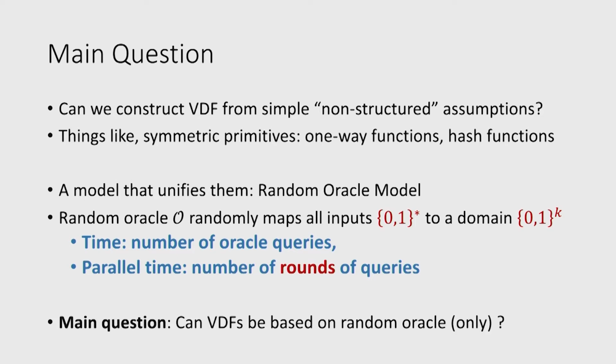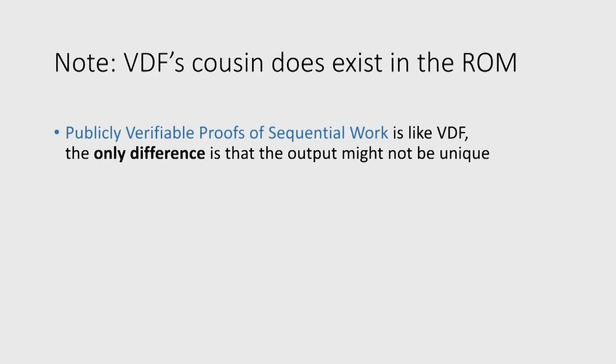And then the question is, can you construct VDF? Just the same definition, just substitute time and parallel time with the number of queries and the number of rounds of queries to the oracle. So this is the question. And why do we care? You might say, well, VDF is so algebraic, it of course needs a trapdoor. Why do we ask it?